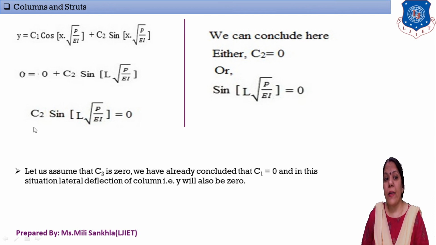If I take C2 equal to 0, that means there is no deflection in the column section. If both constants C1 and C2 are 0, that means no deflection in column section, no buckling in column, but it's not possible because under our actual compressive load, the column is buckled. So here I take the second term as 0: sin L under root P upon EI is equal to 0.